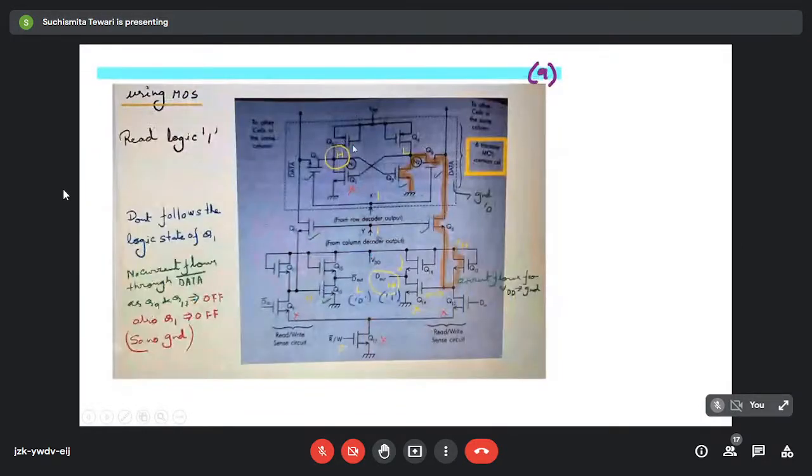It is now already stored. Here this one is 1, this one is 0. Now we want to read this one, that is, we want to make this data available at this pin. So what do we have to do? Here you see, we want to do the read operation. So here, instead of 1, now we are making this 0.